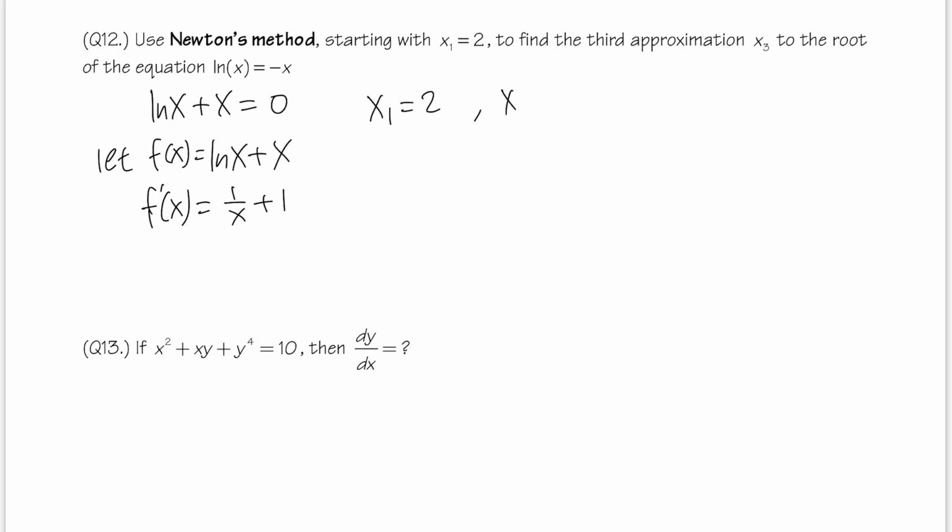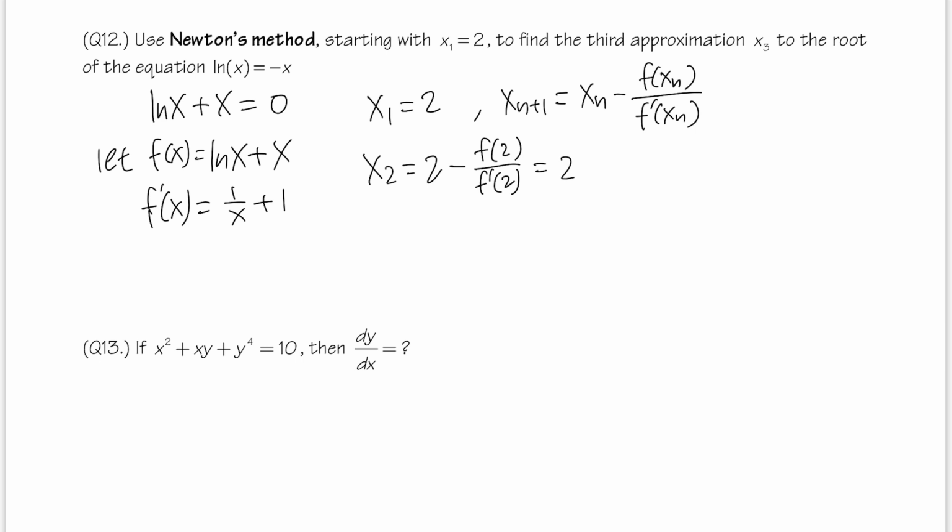And remember the formula, x n plus 1, meaning the next x value, equals the previous x value minus the f value at that previous x value, so f of xn over f prime of xn. That's Newton's method. So x2 equals, we will start with 2, and then minus f of 2 over f prime of 2. And of course, you can just say this is 2 minus f of 2, you put 2 into this, which is ln 2 plus 2, over f prime of 2.